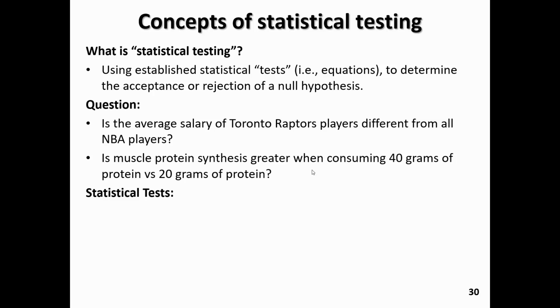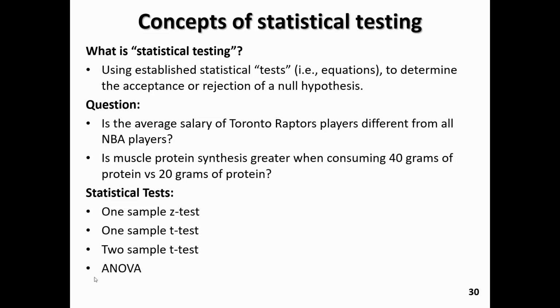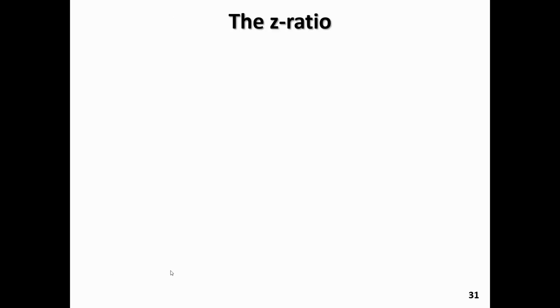The statistical tests that can be carried out, depending upon the research design and the research question, include the one sample z-test, which is what we'll examine in this video, the one sample t-test, a two sample t-test, and ANOVA, which stands for the analysis of variance. But in this video, we're going to focus on the z-test through the calculation of what's called a z-ratio.